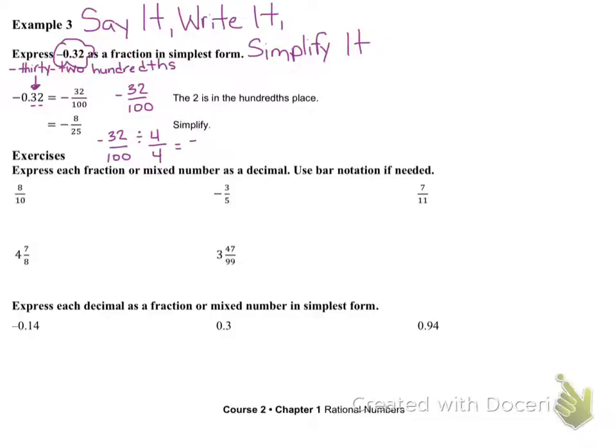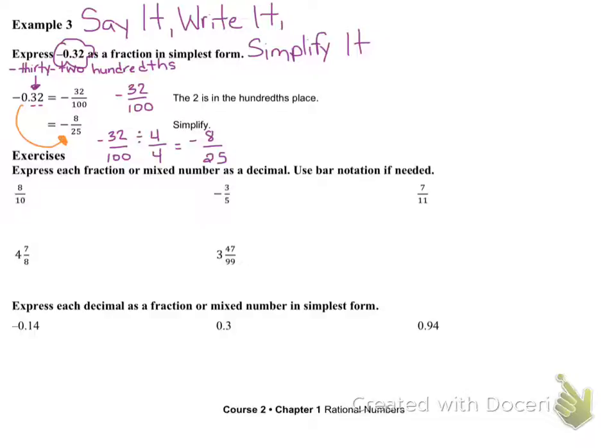So 4 will go into 32 8 times. 4 will go into 100 25 times. So negative 32 hundredths, if you simplify it, you get negative 8/25. So negative 32 hundredths, the decimal, is equal to negative 8/25, the fraction.